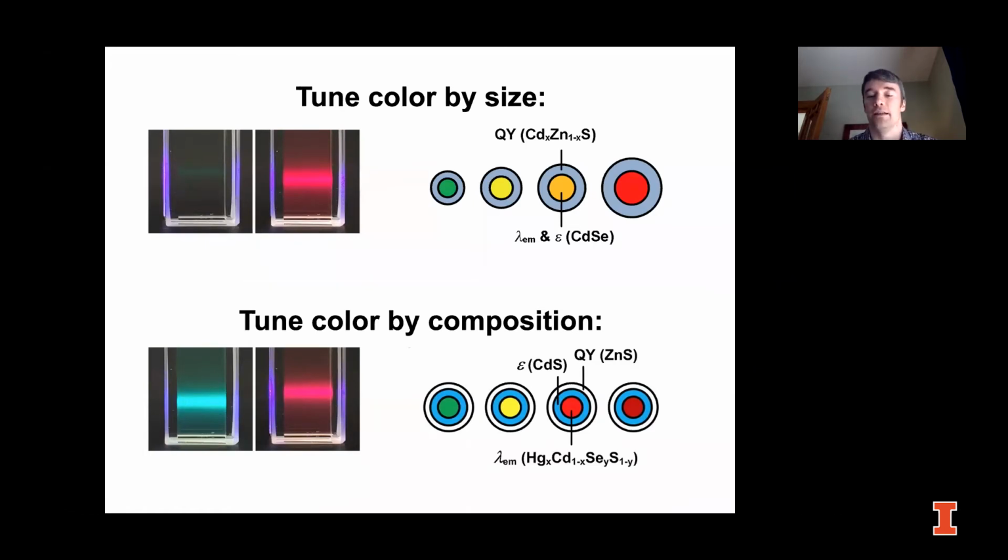So what we did was we made all these the same size, changed the composition of the alloy core, and then we finely tuned the brightness by creating two material composites on this. One is a cadmium sulfide shell, that's CdS, shown here. That allows us to finely tune the excitation spectrum, that's this epsilon. And then the quantum yield, which is the efficiency of light emission after absorption, is controlled by a separate shell, a zinc sulfide. So we can now tune all three independently from one another.